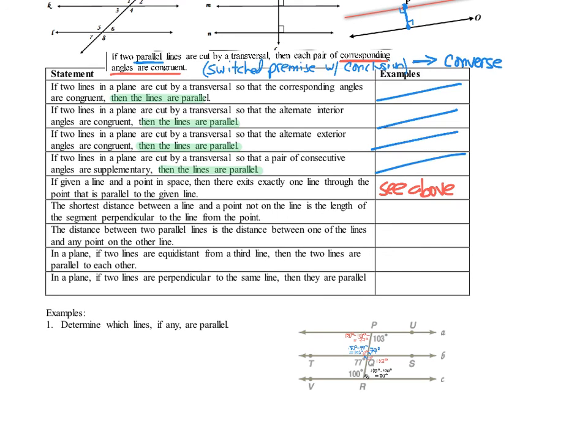So I would ask myself, are the corresponding angles congruent? Are the alternate interior angles congruent? Are the alternate exterior angles congruent? Are the consecutive angles supplementary? The answer is yes. To which one? To all of them. Well, which one are we going to use? Whichever one you want. Because any one of them leads to the conclusion, then the lines are parallel.